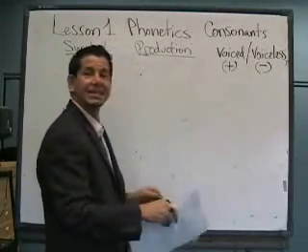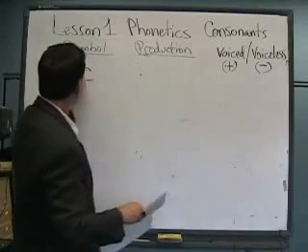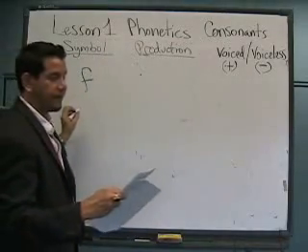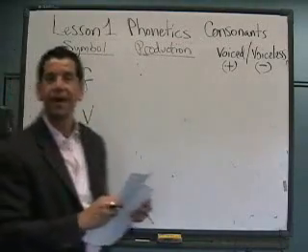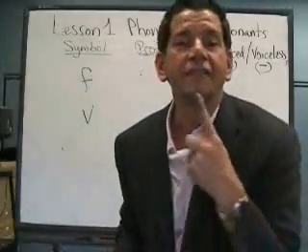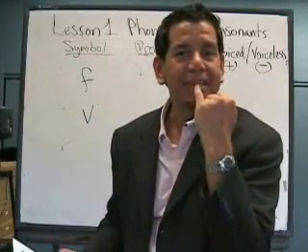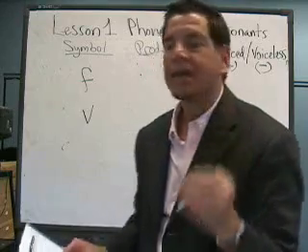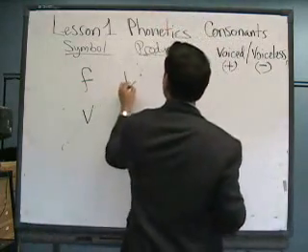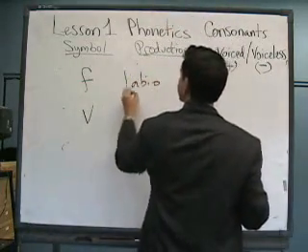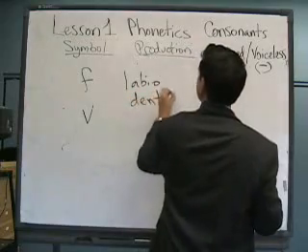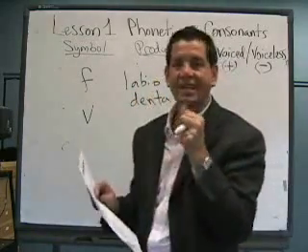The next group is F and V: fa, fa, fa, and va, va, va. How we produce it is top teeth to bottom lip. So they call those labiodental. Labiodental means lip to teeth.